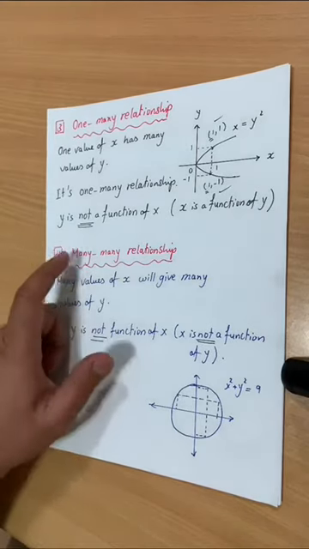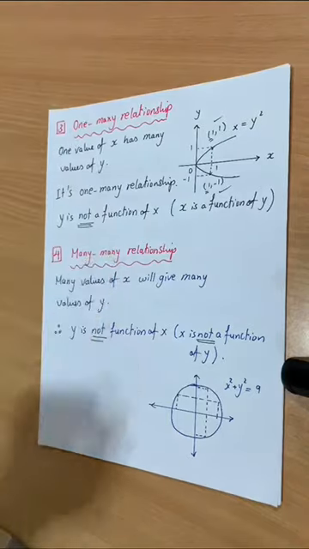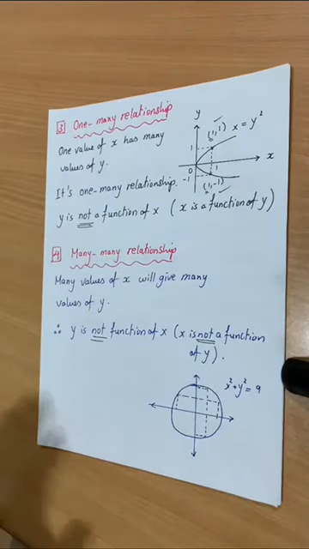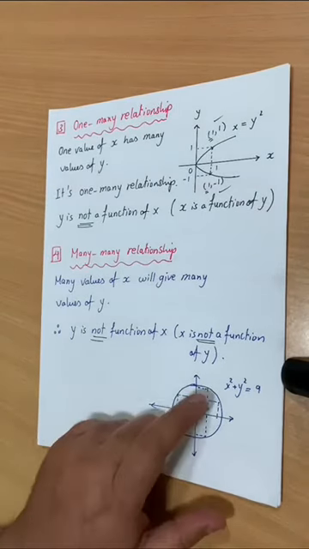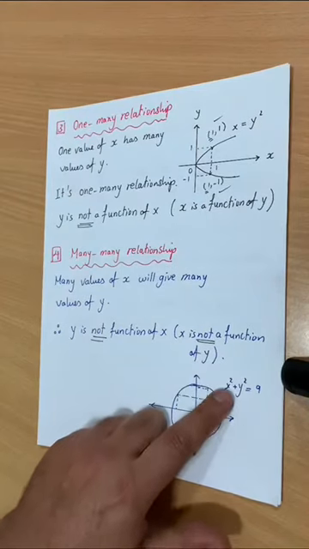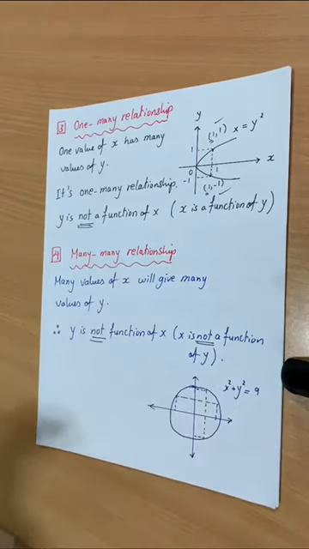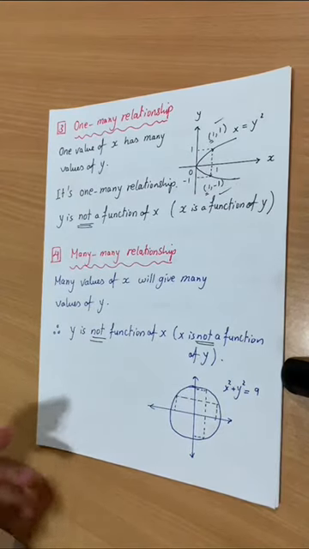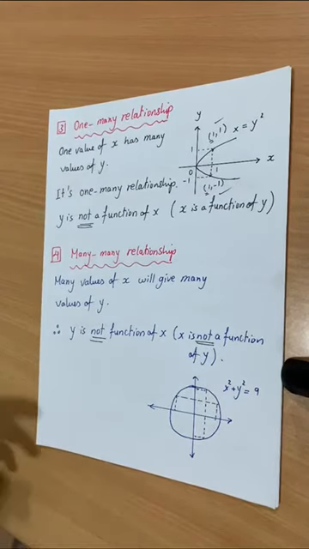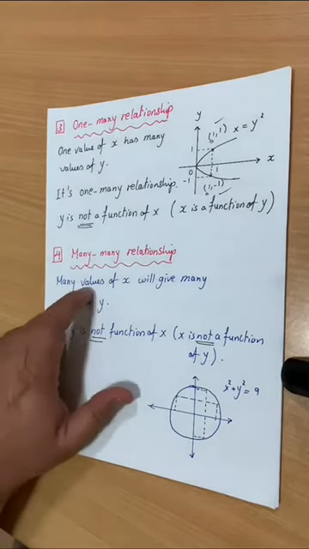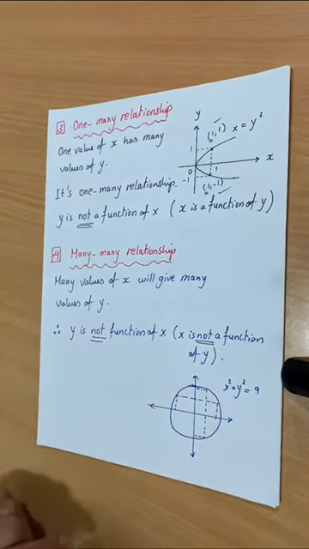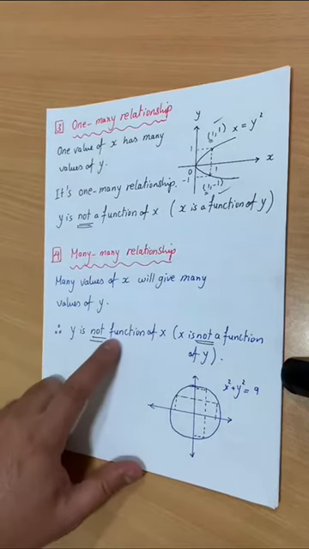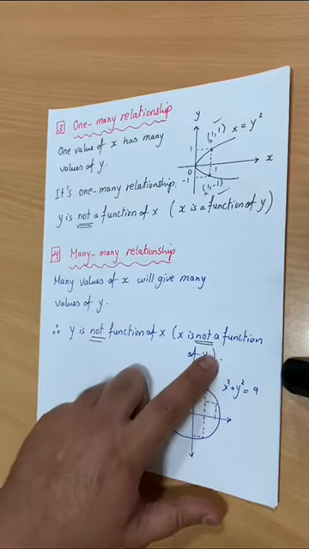Fourth type, many to many relationship. The famous example of these types, because we call them functions but we couldn't say that y is a function of x, is the circle equation: x squared plus y squared is equal to 9. We don't have x in terms of y or y in terms of x. We couldn't say that one of them is the subject of the other. So many values of x will give many values of y. So y is not a function of x, and x is not a function of y.